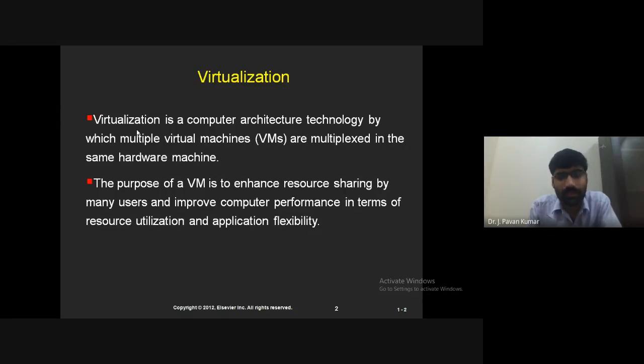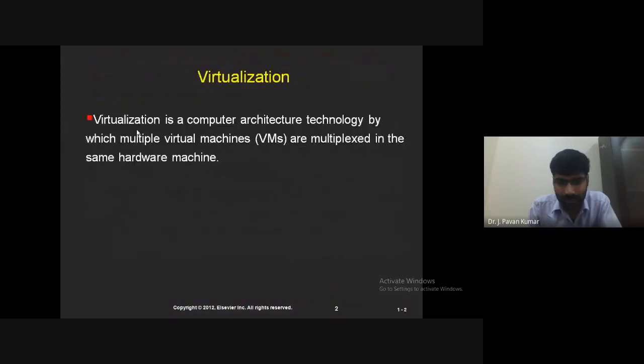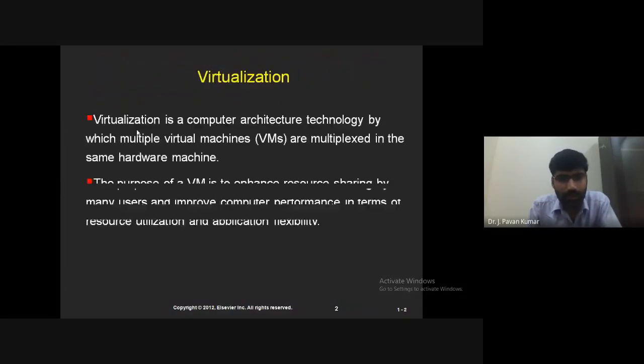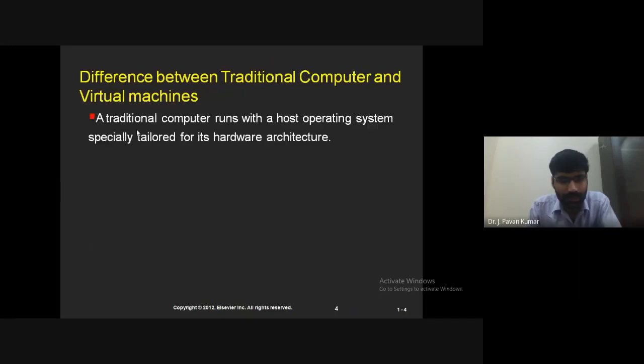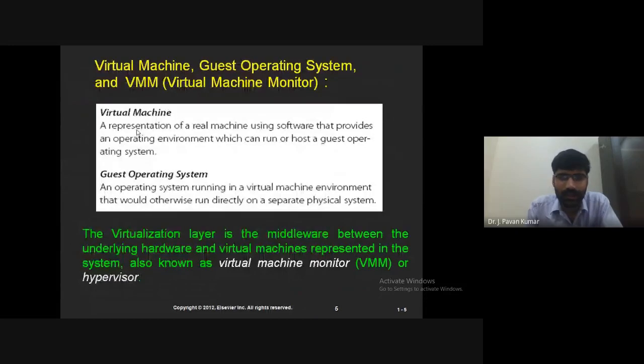What is meant by a virtual machine? It is a representation of a real machine. Using some software, we provide an operating environment such that whatever guest operating system is required by the end user can be installed on it and utilized as a real machine. That is what a virtual machine is.